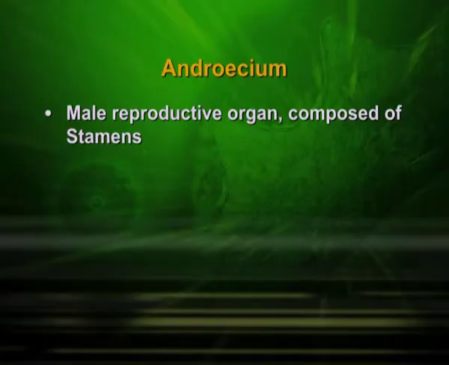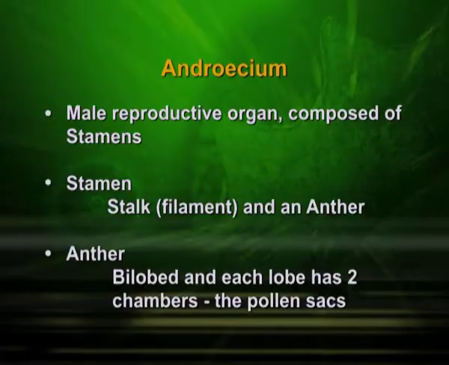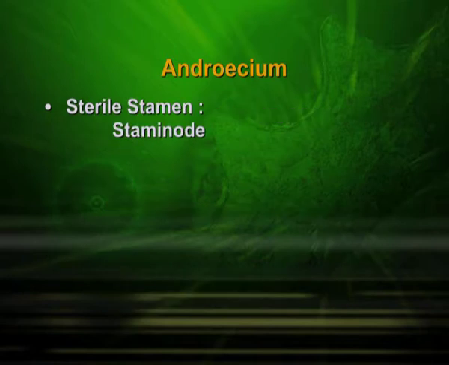Androecium. Androecium is the male reproductive organ which is composed of the stamen. If we just have a look at this small structure, we will see the slender stalk, that is the filament, and the tip portion is known as the anther. The pollens are found in the anther. The anther is bilobed and each lobe has 2 chambers, the pollen sac. A sterile stamen is known as staminode.